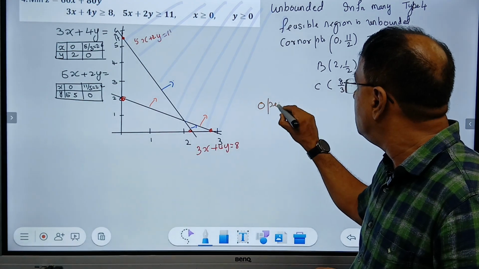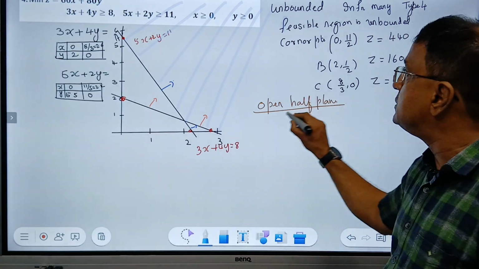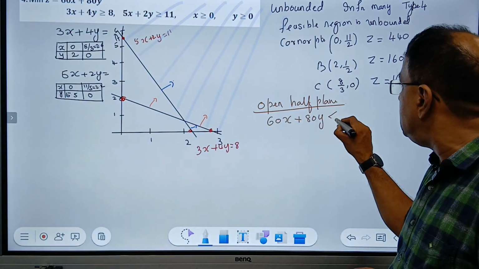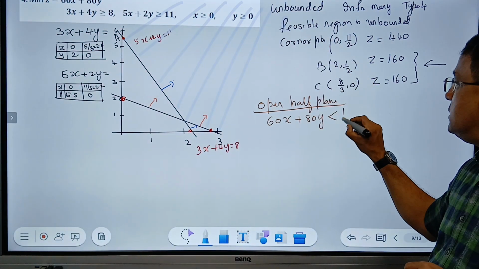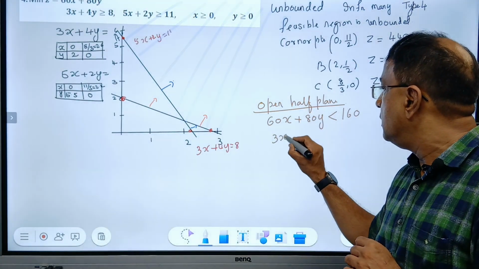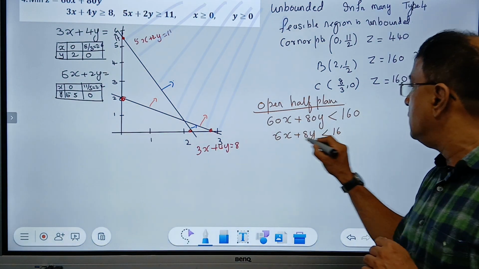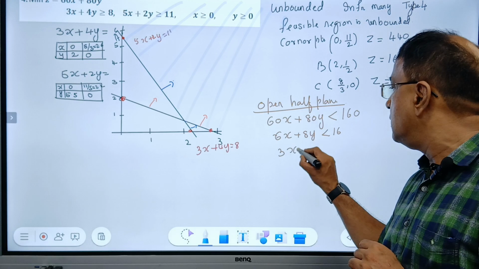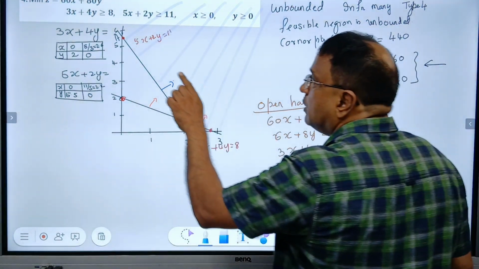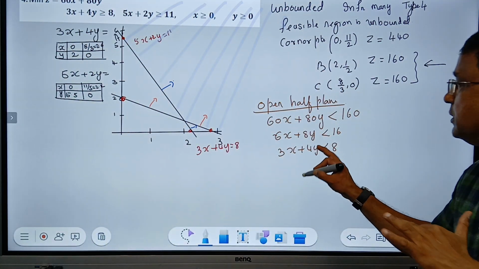What is open half plane? Open half plane is nothing but 60x plus 80y is strictly less than 160, because it is minimized. Now if you cancel the 0, you get 6x plus 8y is less than 16. If you cancel the 2, you get 3x plus 4y is less than 8, which is nothing but one of these equations, correct? 3x plus 4y greater than or equal to 8. So something is there.